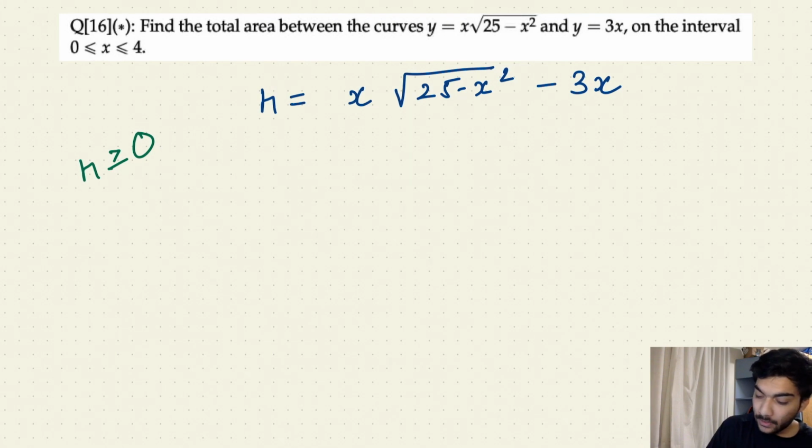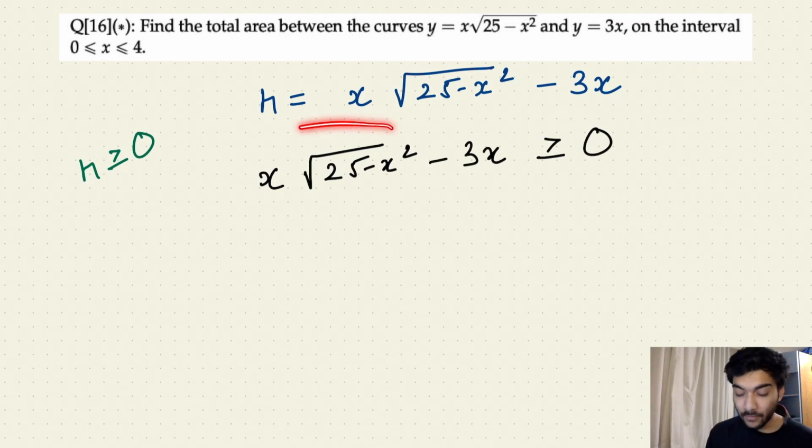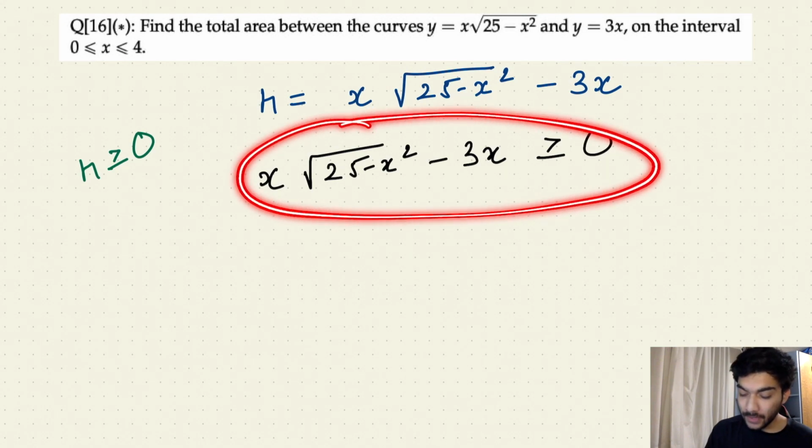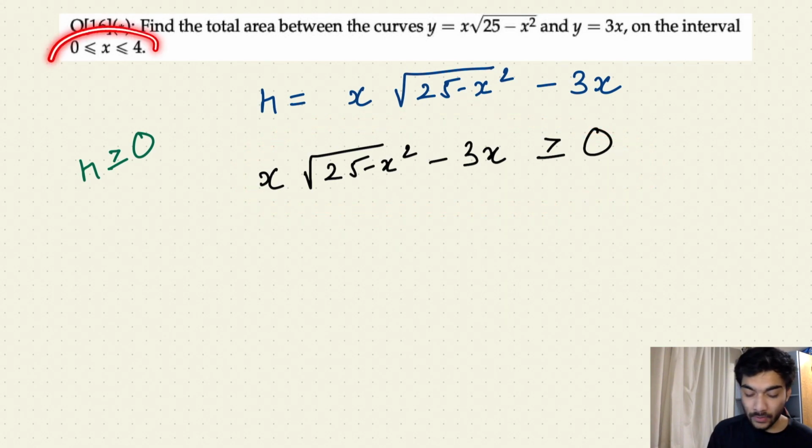So if we equate this, x times square root of 25 minus x square minus 3x greater than or equal to 0, and those x values that we get from this inequality also lie in this interval, this will give us an idea that our assumption was indeed correct. But if it's the opposite case, that by solving this inequality we get x values which lie outside this interval, this will tell us that our assumption was incorrect, and we'll have to flip our functions in order to account for our height to be always greater than or equal to 0. Don't worry, we'll solve this question and realize this concept later on in the video.